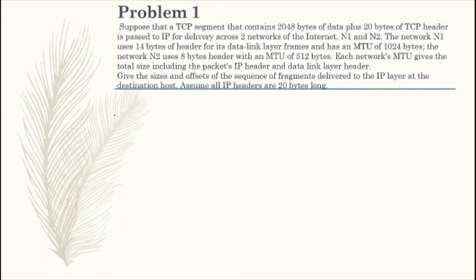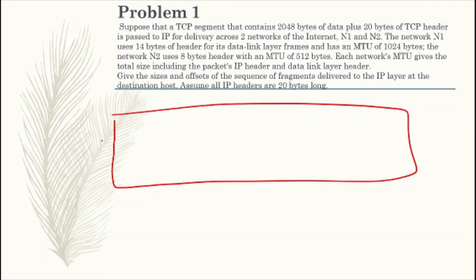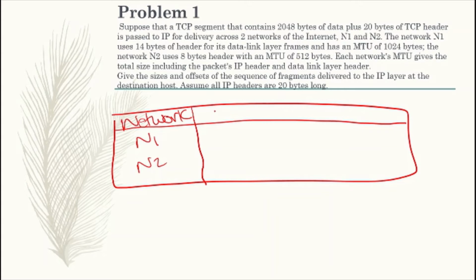Okay, let's draw a table having this information that he just gave us in the question. Starting with the network name, we have two networks, N1 and N2. Then the maximum transmission unit in each one of them: in N1, the maximum transmission unit is 1024, and in N2 it is 512. Then the data link layer header that will be added in each one of them: N1 uses 14 bytes for the data link layer header, and N2 uses 8 bytes.